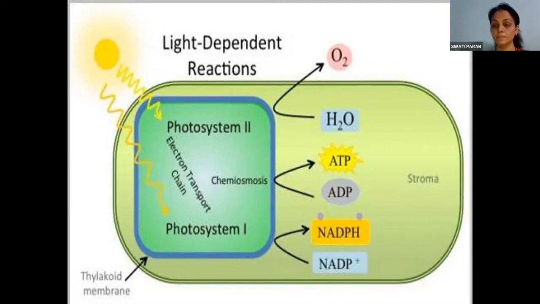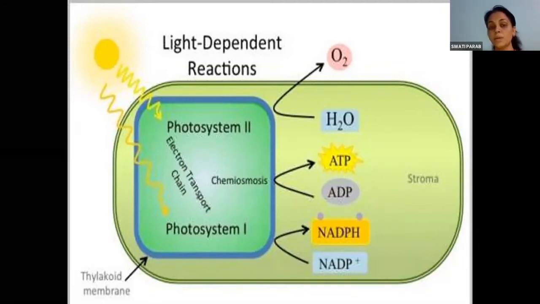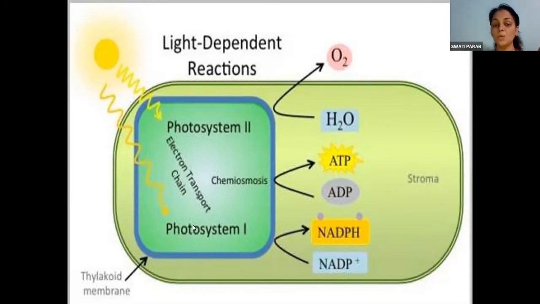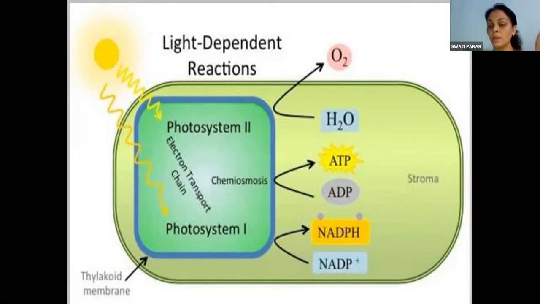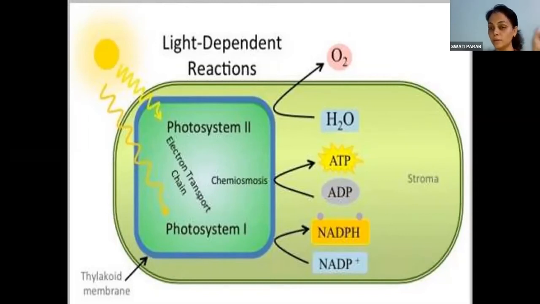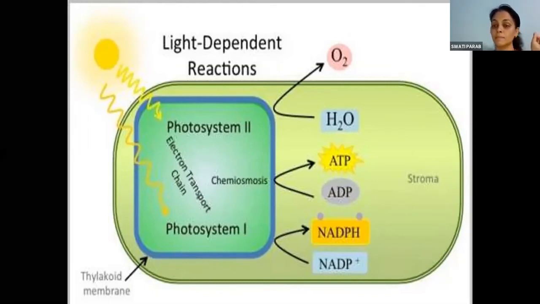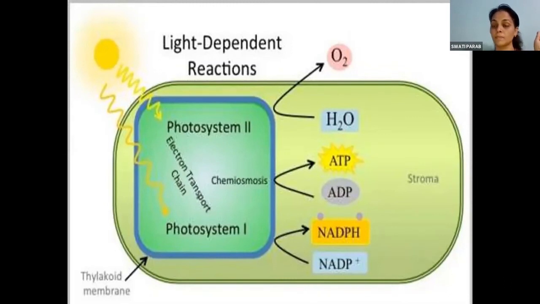Ma'am, will you repeat the point? See, what I said is somewhere down you can write that this P2 and P1 are called photocenters. Okay, and they are nothing but special type of chlorophyll molecules. These are photocenters. And these are special type of chlorophyll molecules. Done, everyone? Completed till here?